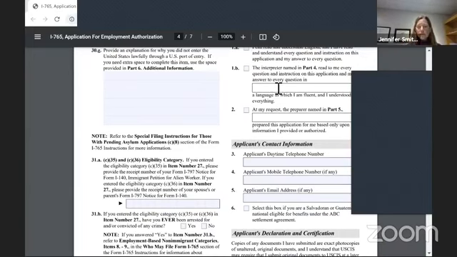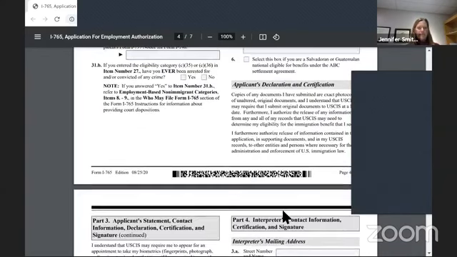En esta parte, en las preguntas 3 a 5 es información de su número de teléfono y correo electrónico. Pregunta 6 no aplica. Questions 3, 4, 5 are about your phone number and email. Question 6 doesn't apply. You skip that.